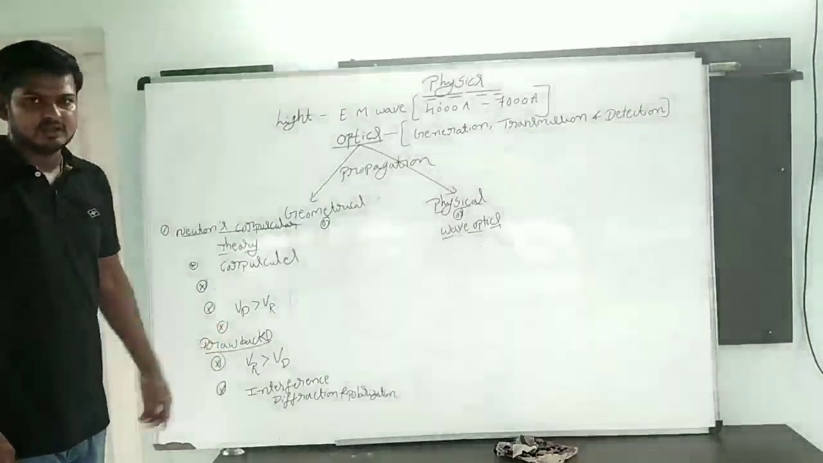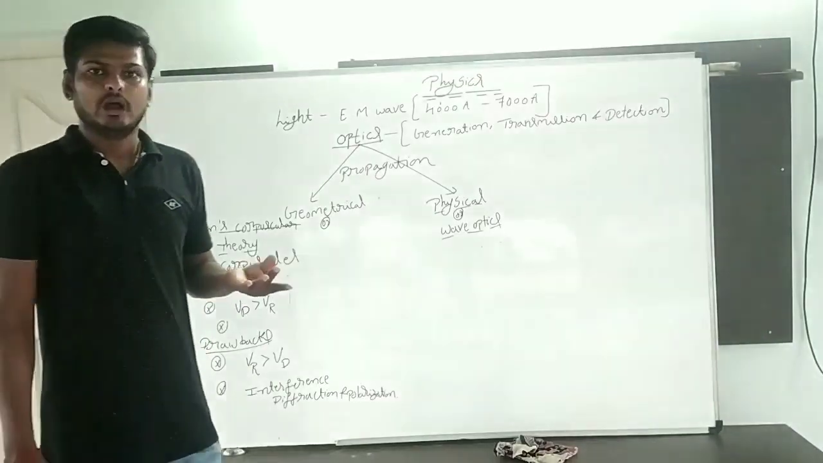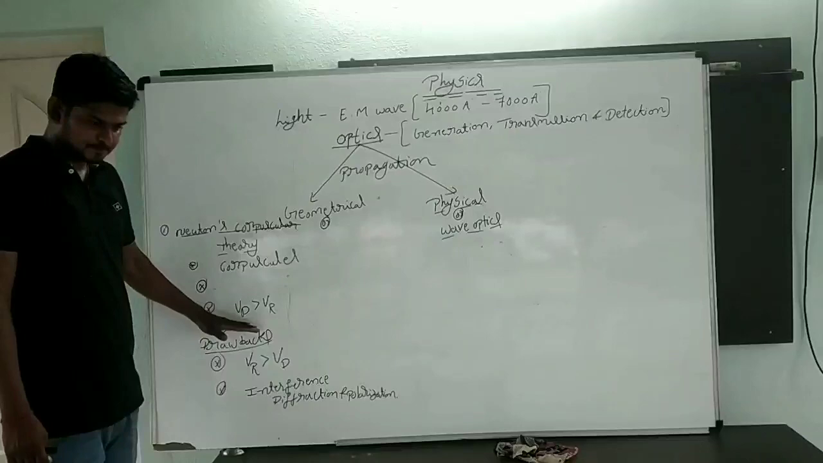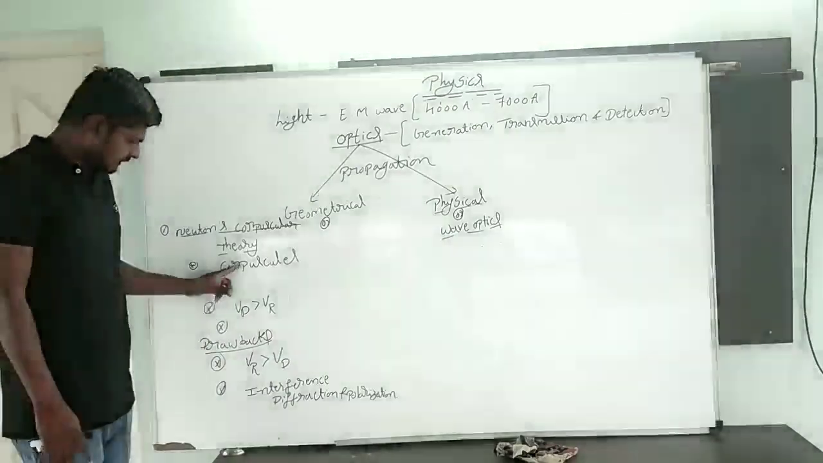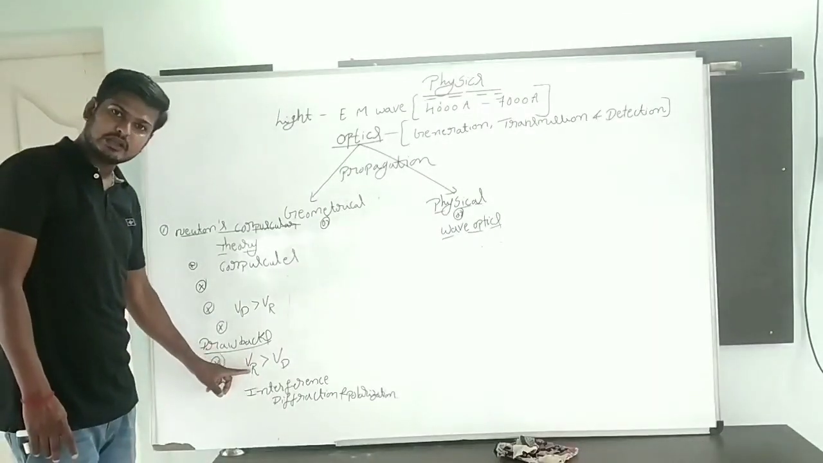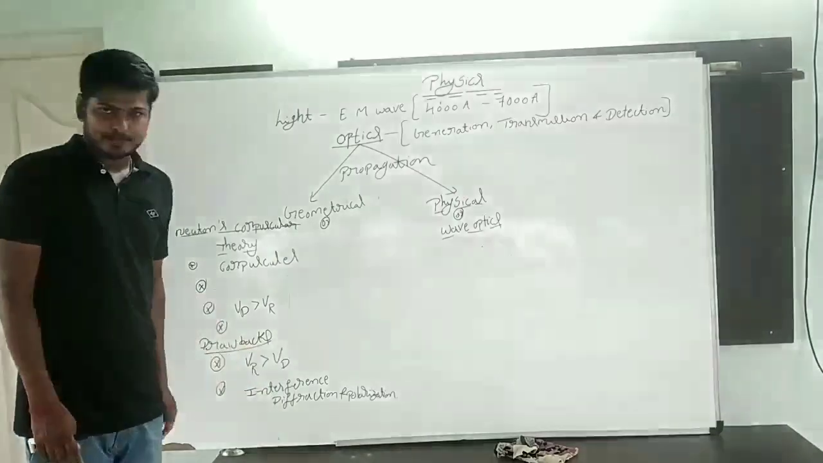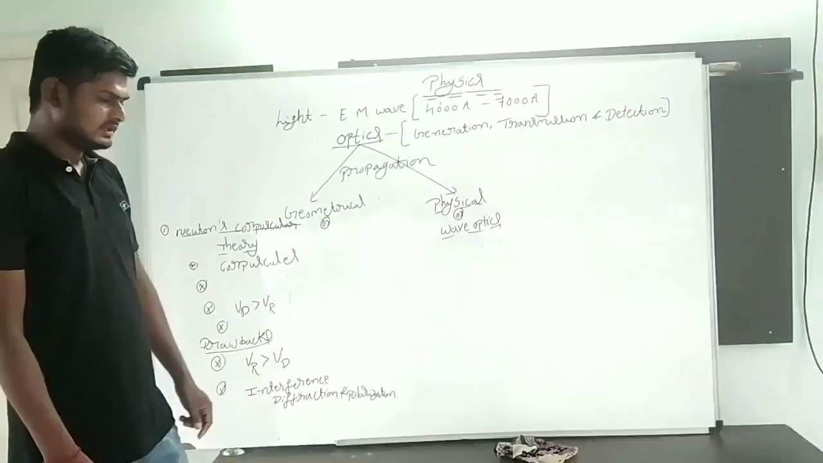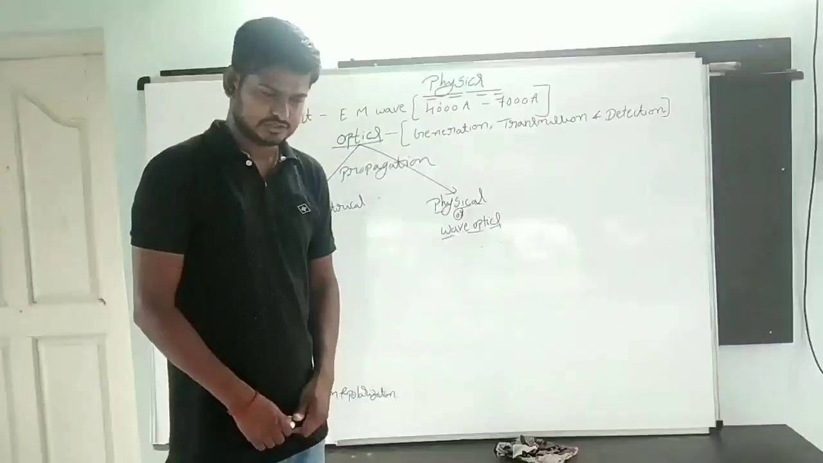This explains reflection, refraction, TIR, scattering, and all. But the failure is simple: the velocity of light actually will be more in rarer medium compared to denser medium. Next, it fails to explain interference, diffraction, and polarization.